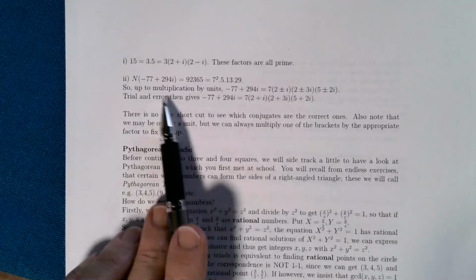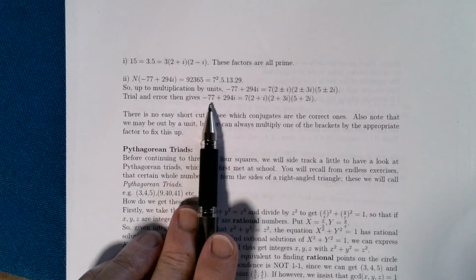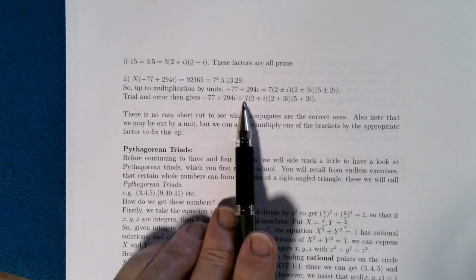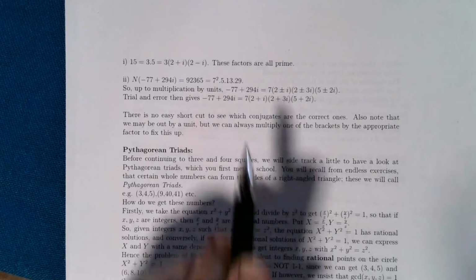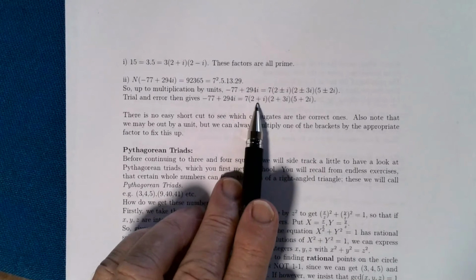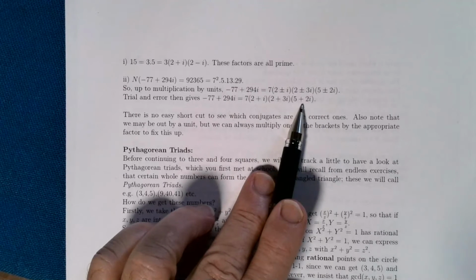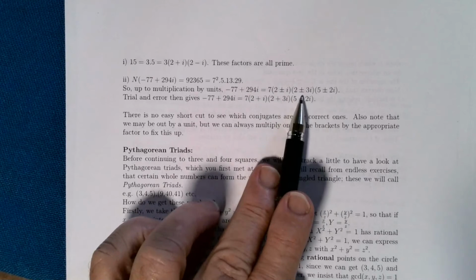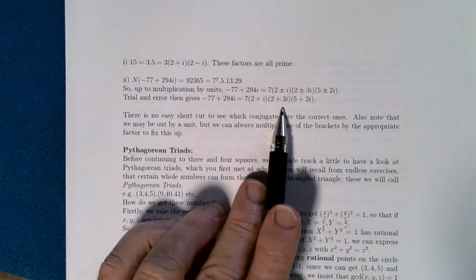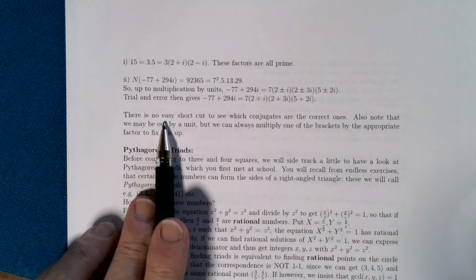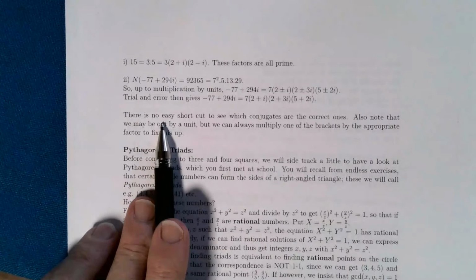So trial and error, in fact, then gives minus 77 plus this. We keep the 7, and in fact it's 7 because the norm of 7 is 7 squared. So we get a 7. We need to take the 2 plus i, the 2 plus 3i, and the 5 plus 2i. If you did it with the other sign, if you put a minus there, it doesn't work. So again, this is just trial and error. There's no easy shortcut here to see which conjugates are the correct ones.